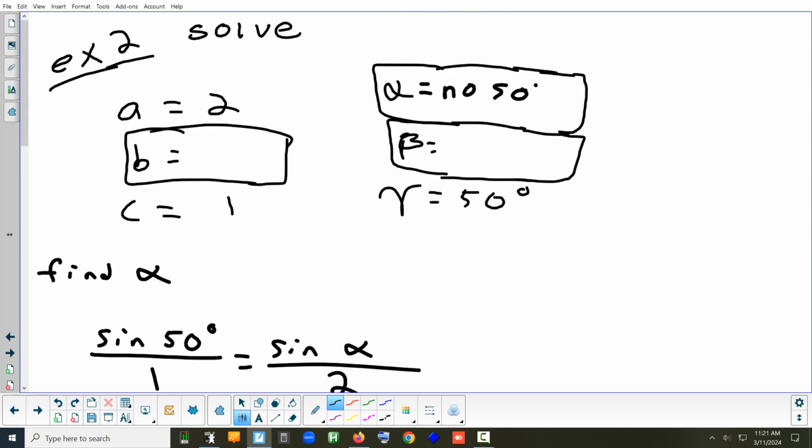Now, what we would normally do at this point is subtract that angle from 180 to get beta. But since we don't know alpha, what does that mean about beta? We can't find that either, because you have no way to get alpha. And if you can't find an angle, then you definitely can't find the side that's across from it. Okay? So that's what happens in a no solution.